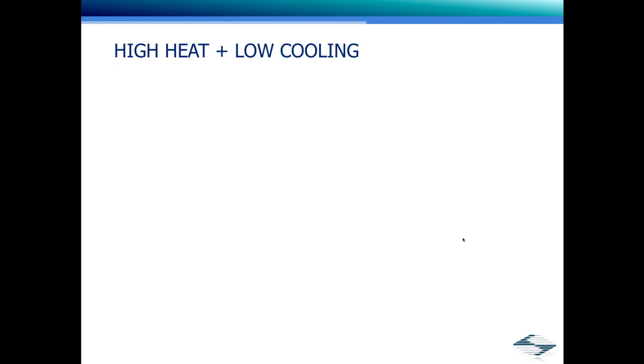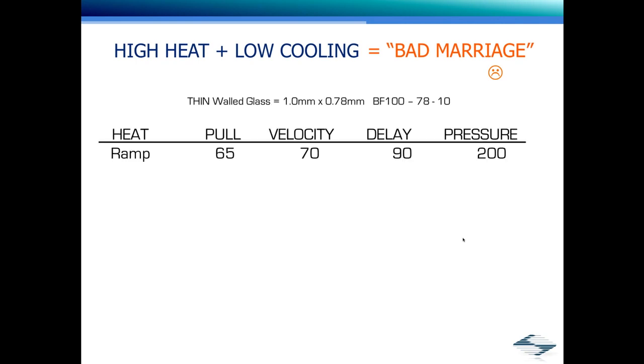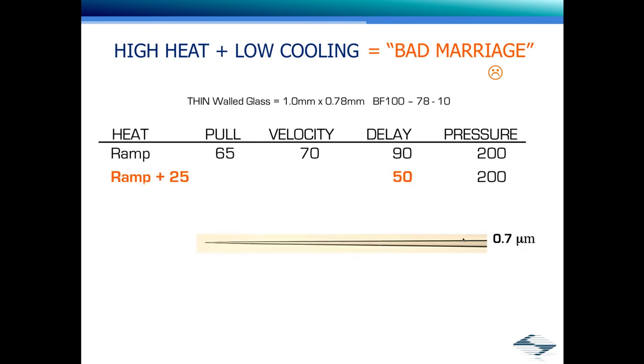So if you adjust your parameter settings where you have a really high heat and really low cooling, this is a bad marriage. We want to avoid the bad marriage. Everyone's been in some sort of bad relationship before, and it's no fun. This can happen with your glass, especially with thin wall glass. What happens is you've got your program here. Say you want something a little bit longer and smaller, or a higher resistance pipette.